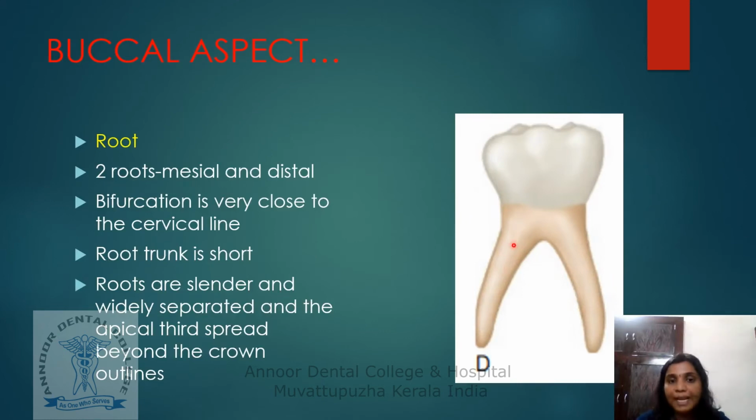Two roots, mesial and distal, and the bifurcation is very close to the cervical line, so that the root trunk is short. These roots are slender, widely separated, and the apical third spreads beyond the crown outline. See, this is your crown outline, and the apical third spreads beyond the crown outline.